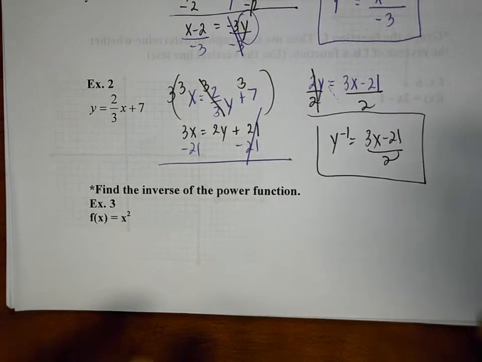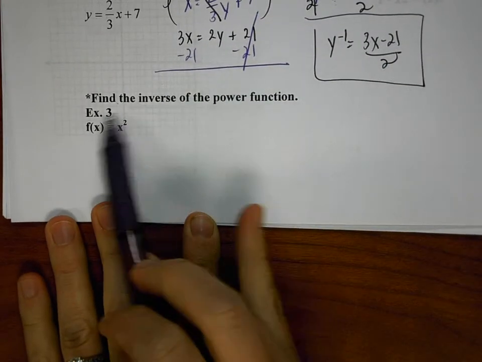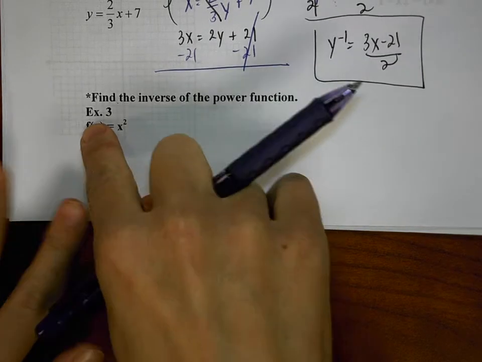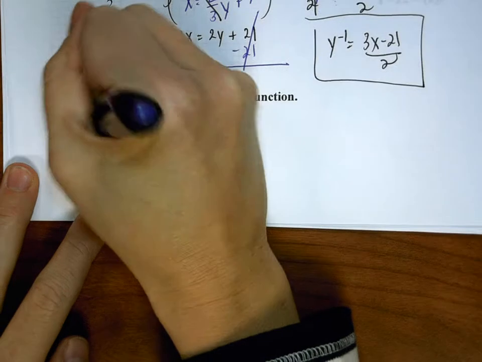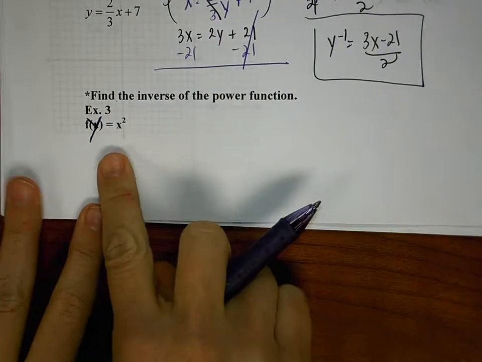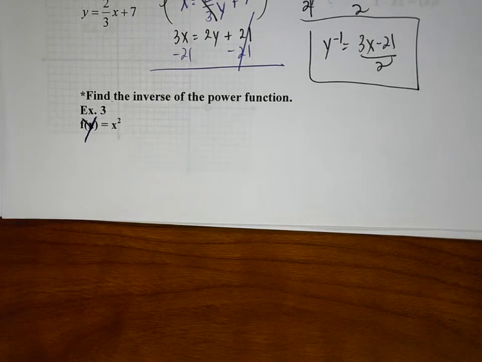If you notice on this example 3, f of x can sometimes be confusing. So what I recommend is when you see f of x, just write it as y to kind of help you out, because that makes more sense when you're exchanging x and y. So I'm just going to write f of x as y. So I'm going to write my new equation now.